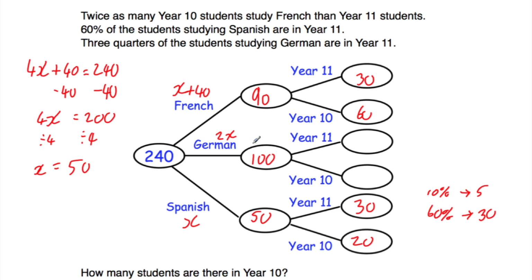So to get 3/4, we divide by the bottom. So 100 divided by 4, which is 25, times by 3 would be 75. So there are 75 year 11 students studying German, and the rest, a quarter, would be 25 year 10 students.